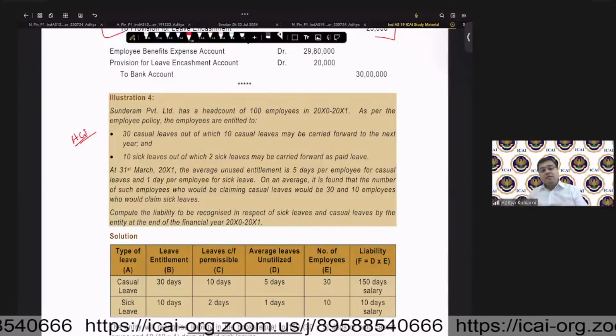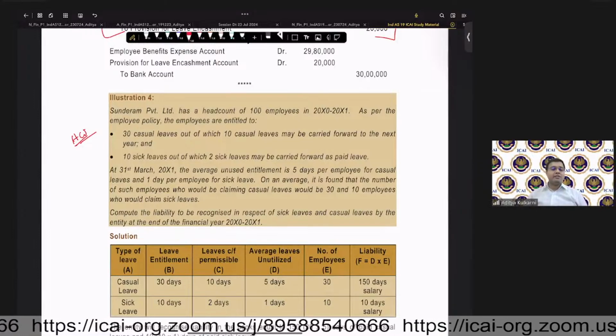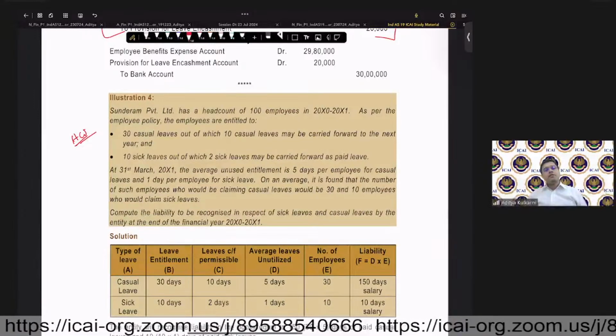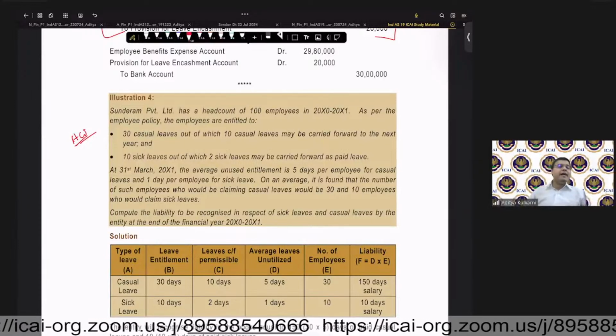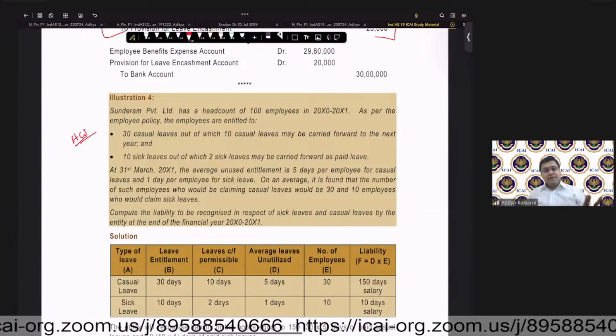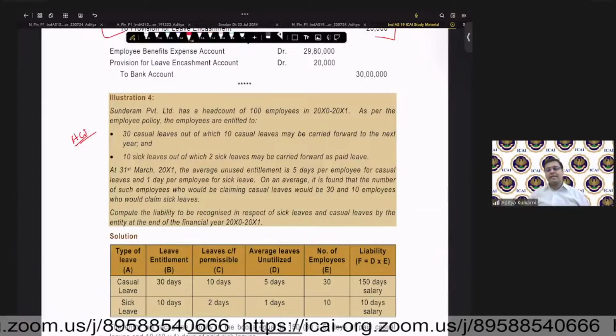The same principle applies in Ind AS 19 also when we are estimating leave encashment. When it comes to leave encashment, we are more keen on estimating the leave patterns of the entity. Okay, got it, sir. So that is how the accounting has changed right now.